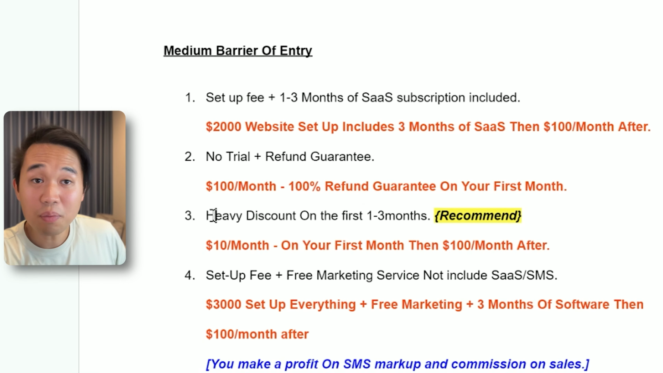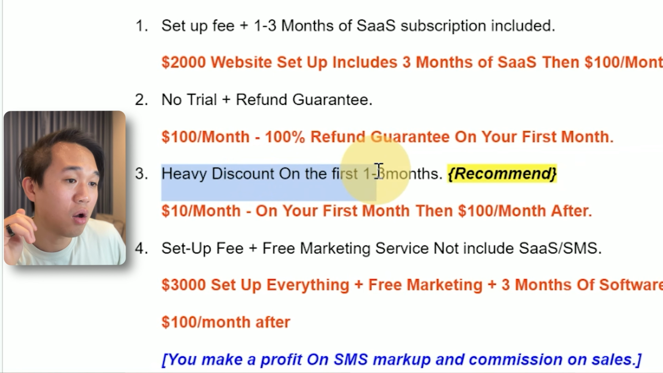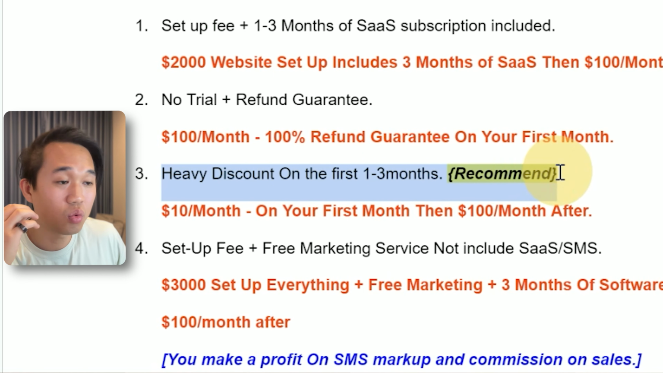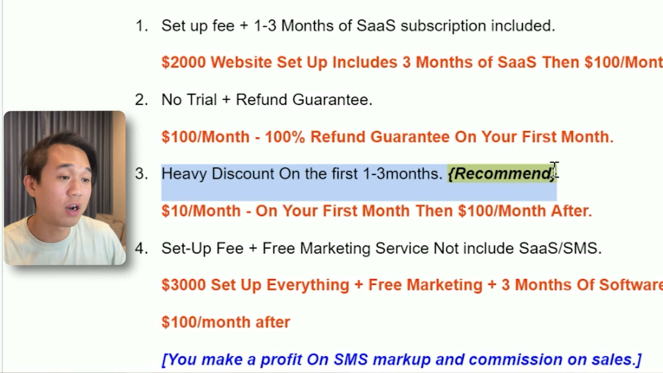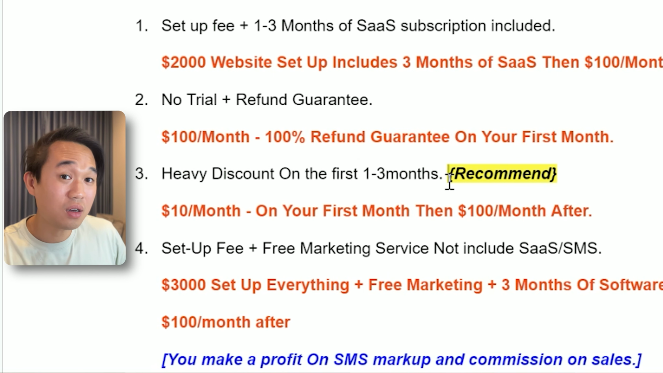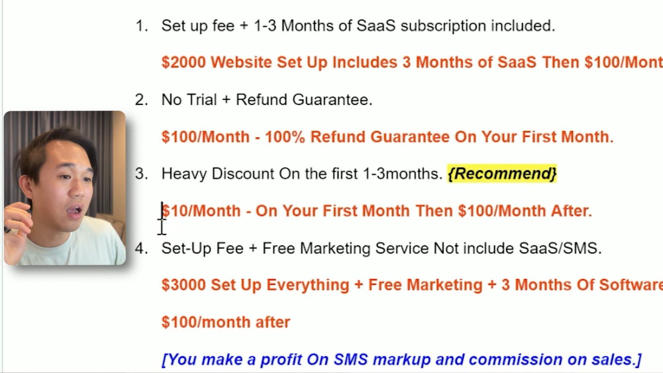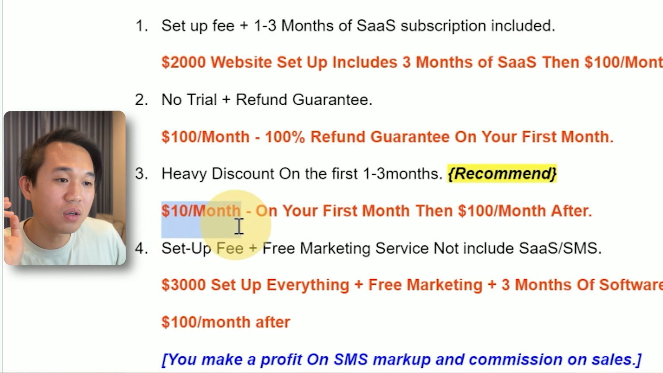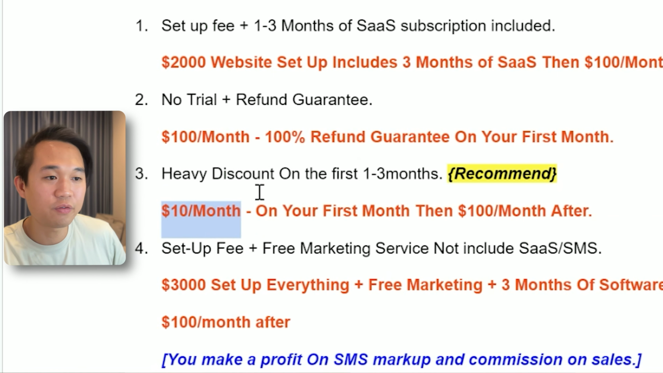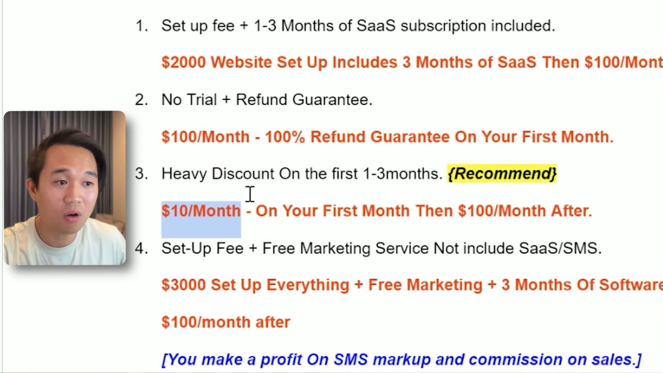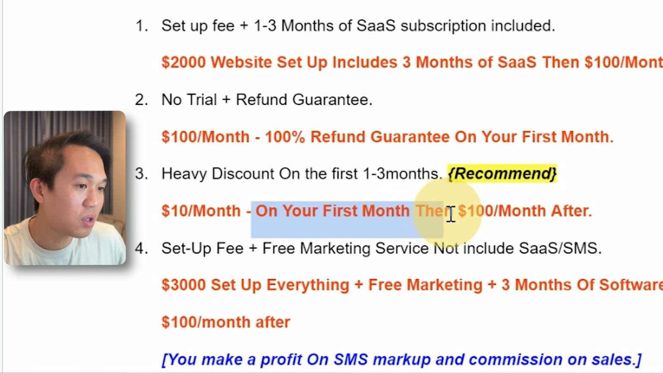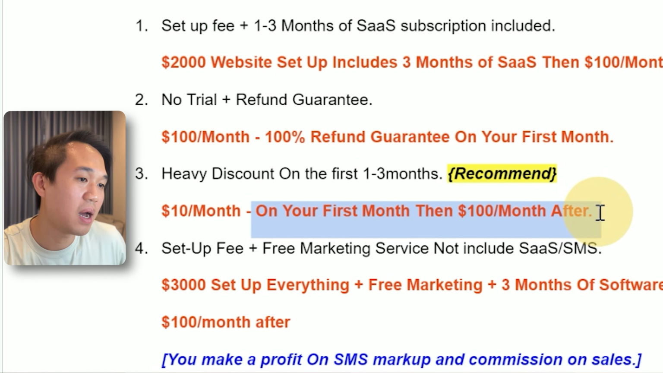So the third option to this is a heavy discount on the first 1 to 3 months, and this is what we are actually doing ourselves, right, for our software business. This particular option is what we actually recommend to our students. So what we do is that on the first month, we're offering them a 90% discount. So if you have a $100 per month subscription, you offer them $10, right? And then after the first month, it becomes a $100 per month subscription.